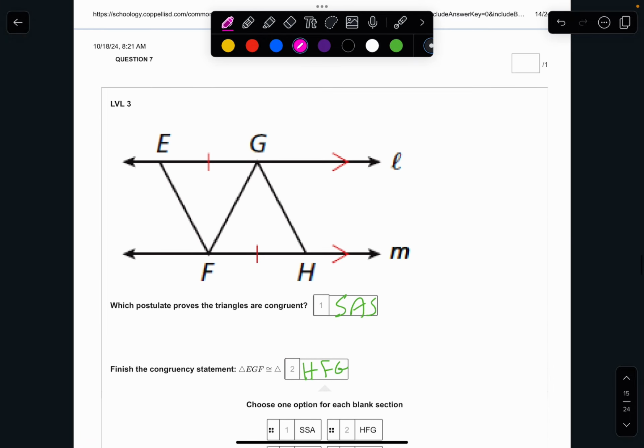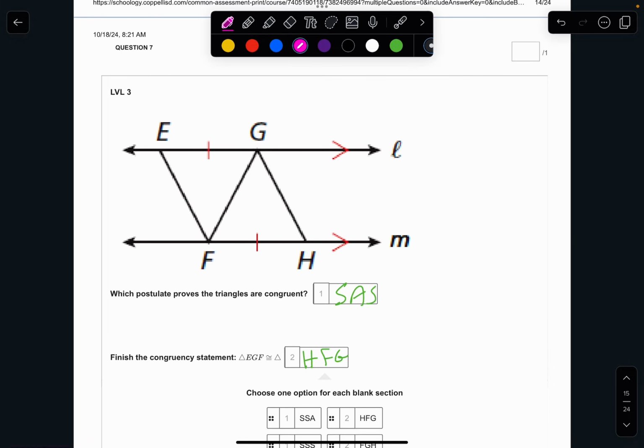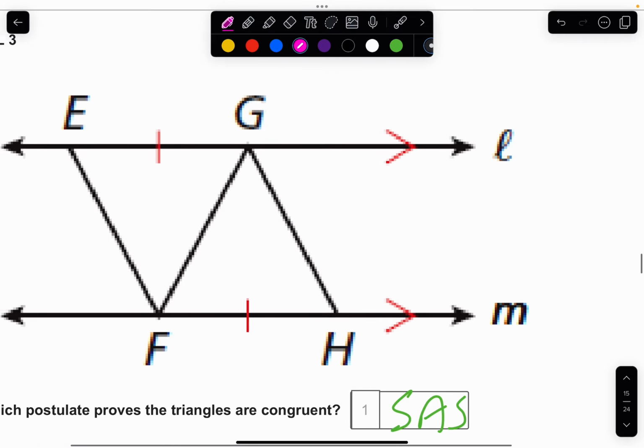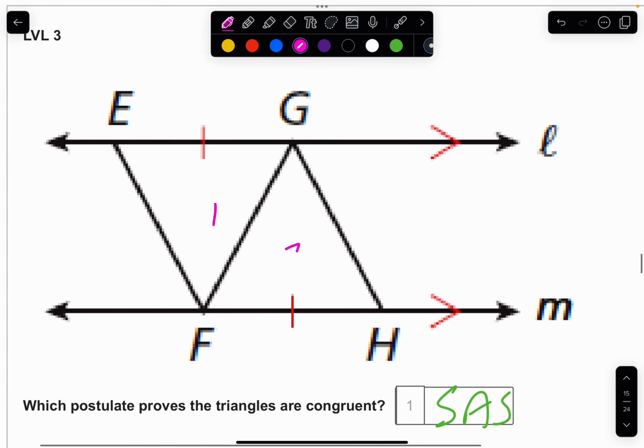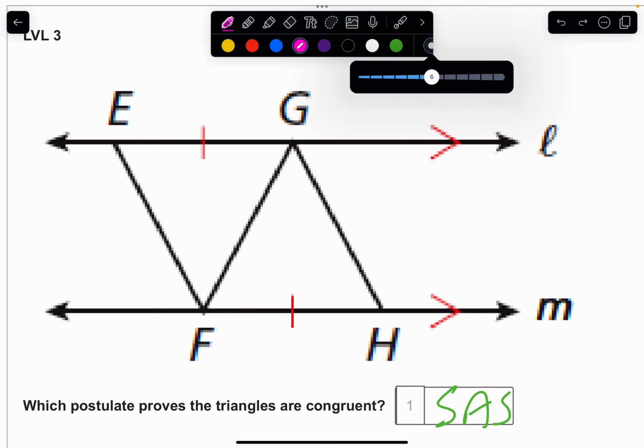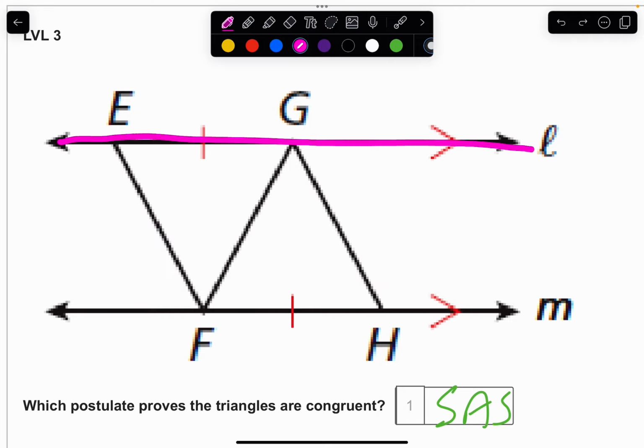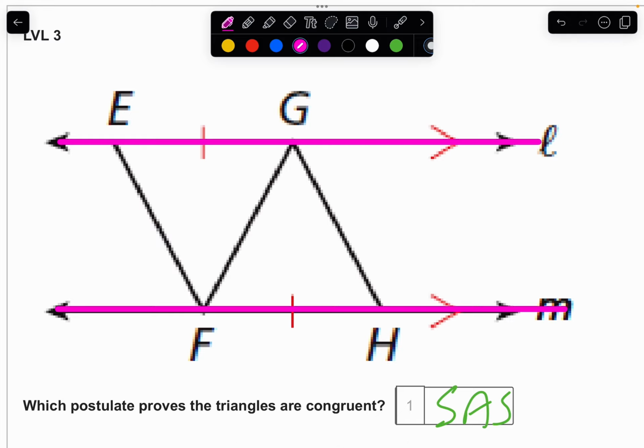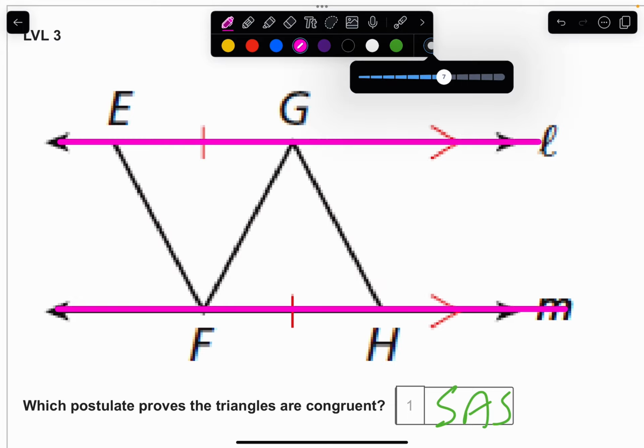All right, next one. It says, which postulate proves the triangles are congruent? There's only two triangles in the picture. So let's see what we got. We have parallel lines. I find it helpful to highlight or bold parallel lines. So these lines are parallel. What a high quality picture. Look at this. So what do we know because of those parallel lines? That's a big deal, guys.